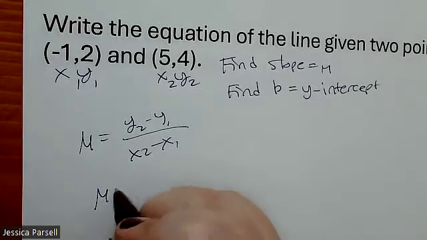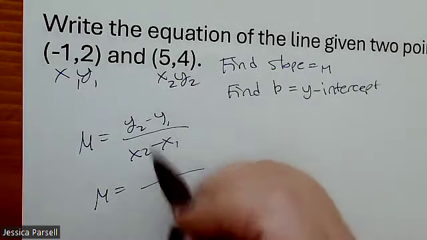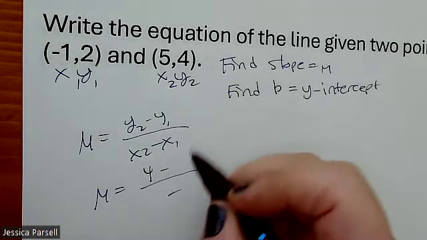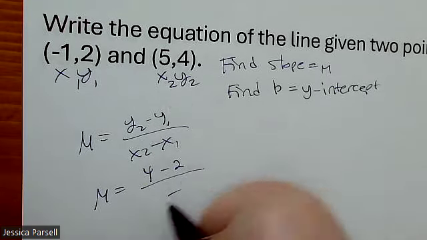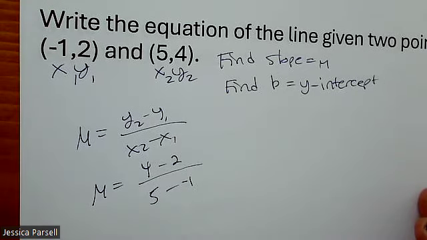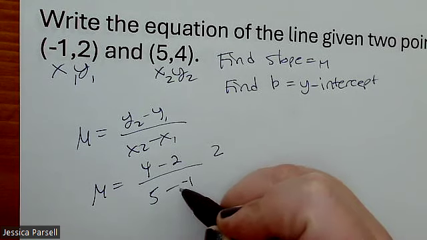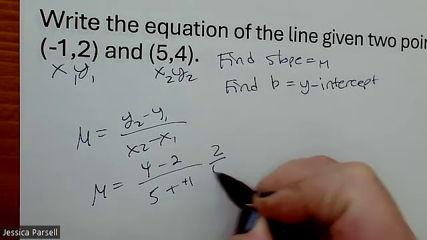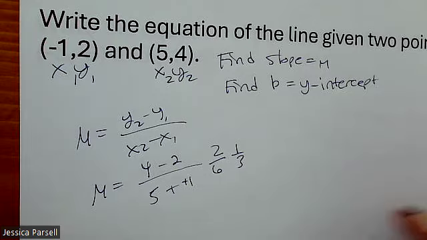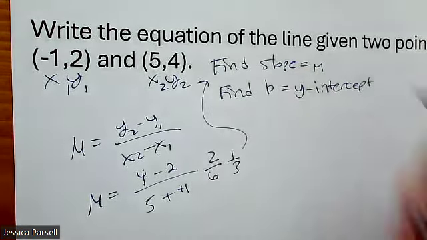Let's do it. So m equals, let me set up my formula. The second y coordinate is 4, minus the first y coordinate is 2. The second x coordinate is 5, minus the first x coordinate is -1. Okay, 4 minus 2 is 2. 5 minus -1, well, that turns positive, turns into a 6, and that becomes 1/3. Okay, so our slope is 1/3.